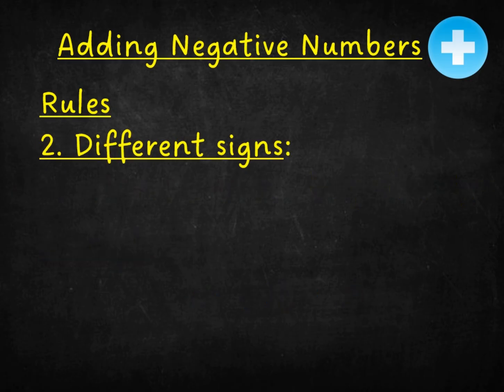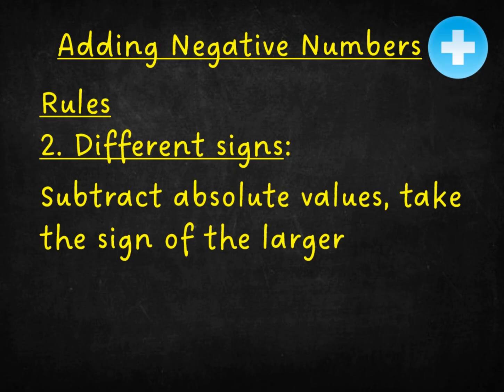Rule number 2. If the two numbers have different signs, subtract absolute values, take the sign of the larger. For example, -3 plus 5. So 5 minus 3 is 2. And the sign of the larger number is positive. So the result is +2.